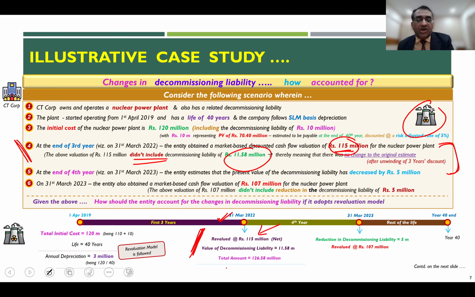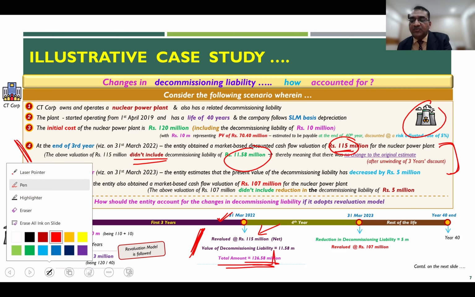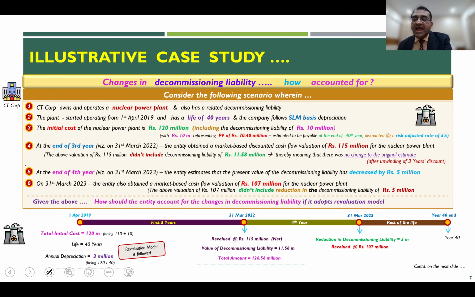And therefore, the total amount which needs to be carried in the books at the end of the third year will be 126.58 million. Let's look at what the next point says. Let's read point number 5 and 6 together.